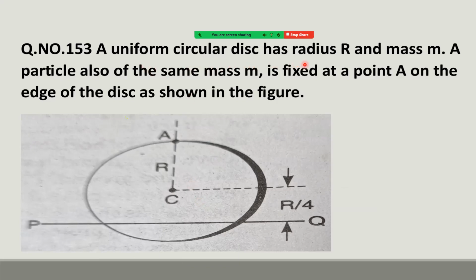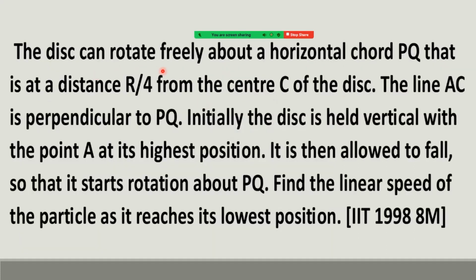A uniform circular disk has radius r and mass m. A particle also of the same mass m is fixed at a point A on the edge of the disk as shown. The disk can rotate freely about a horizontal chord PQ, that is, at a distance r by 4 from the center C of the disk. The line AC is perpendicular to PQ. Initially, the disk is held vertical with point A at its highest position. It is then allowed to fall so that it starts rotation about PQ. Find the linear speed of the particle as it reaches its lowest position. This was asked for 8 marks in 1998. Let us see.